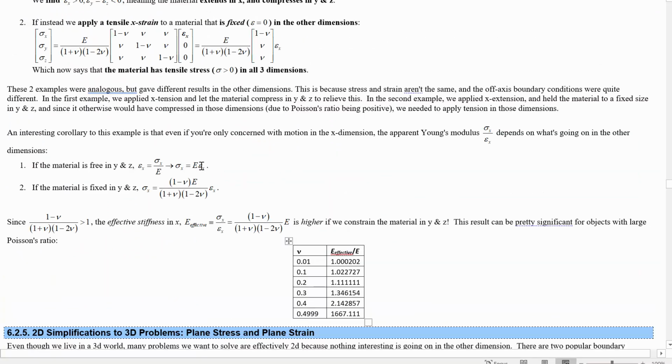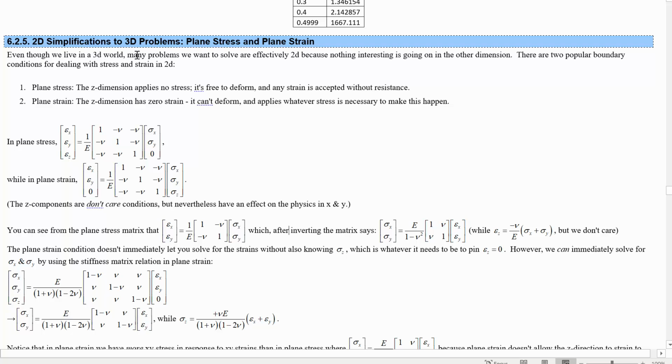If it's totally free in the other directions, the effective stiffness is just the Young's modulus, but if it's totally fixed in the other directions, it can't move in those, then the effective stiffness is this thing, which can be quite a lot higher if the Poisson's ratio is large. So that brings us to the next section, 2D simplifications to 3D problems, plane stress and plane strain.